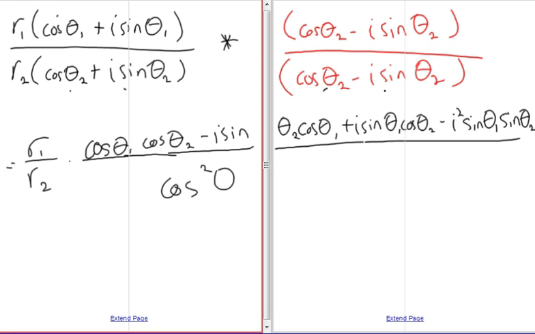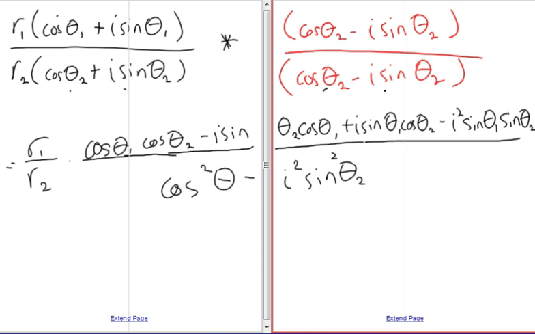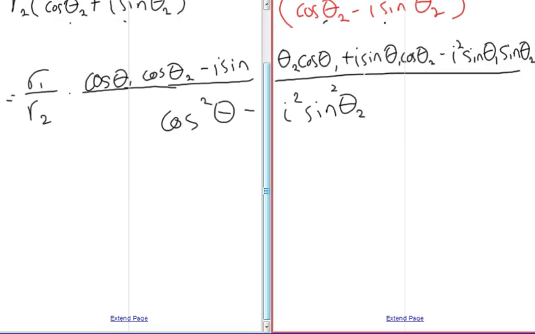All right, good job. In the denominator, you can see we have an a plus b, a minus b situation, which turns into an a squared minus b squared term. So it's going to be cosine squared theta 2 minus, and the second term when we square it, it's going to be i squared sine squared theta 2. I forgot to put the theta 2 right there, but you know what I'm talking about.